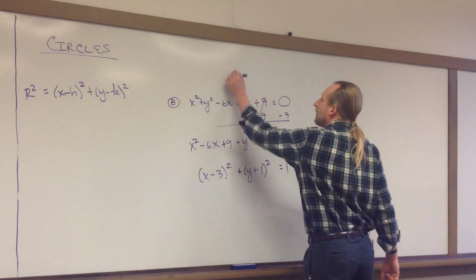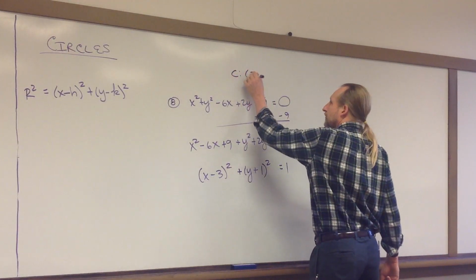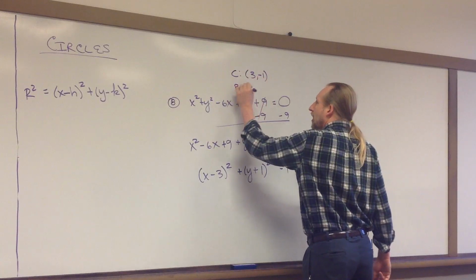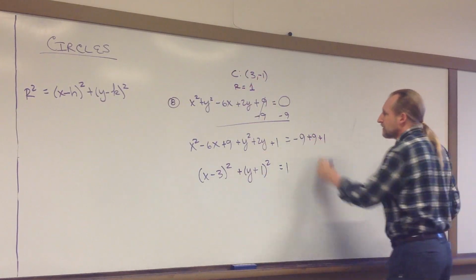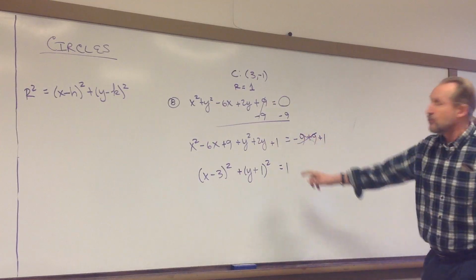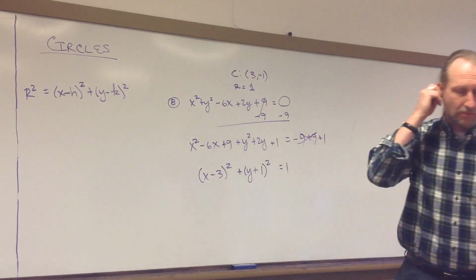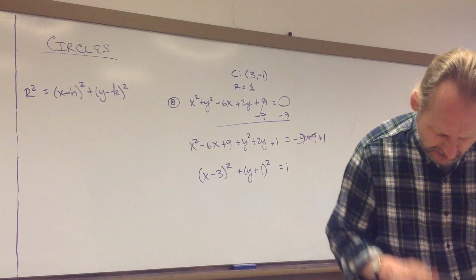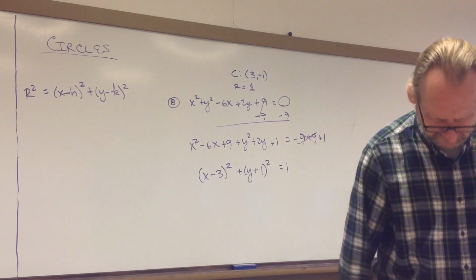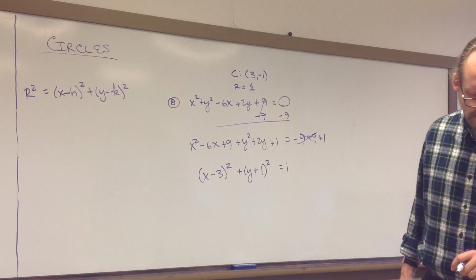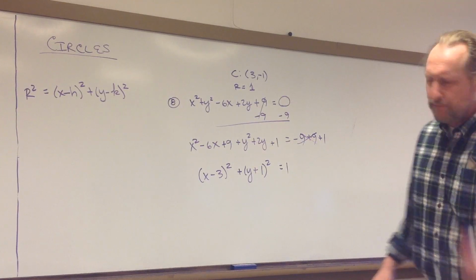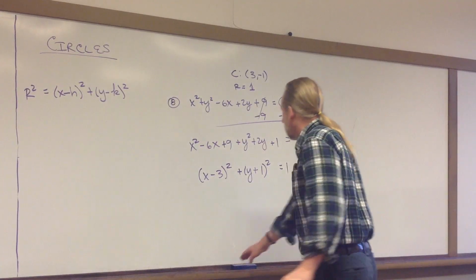So our center is going to be the point (3, -1), and then our radius should just be equal to 1, right? Because these 9's are going to make 0, and so we'll just be left with that 1. Okay. Well, let's see here. All right, let's look at problem 12.